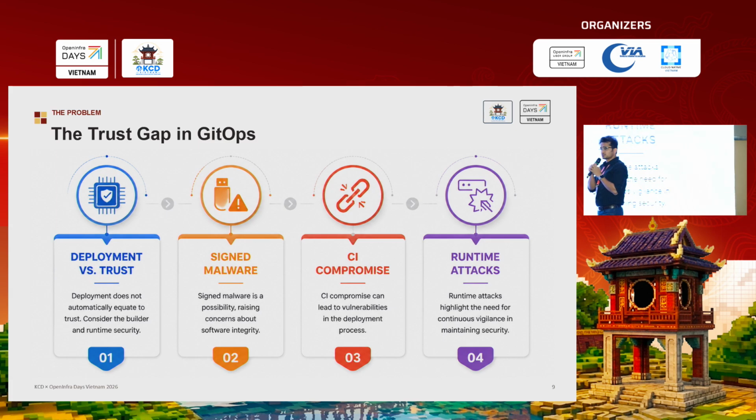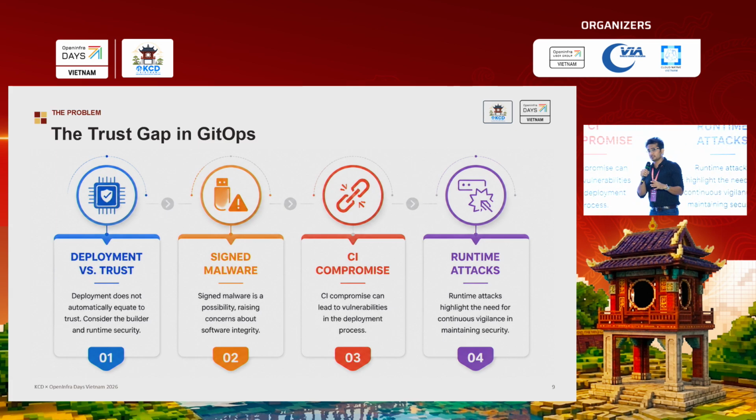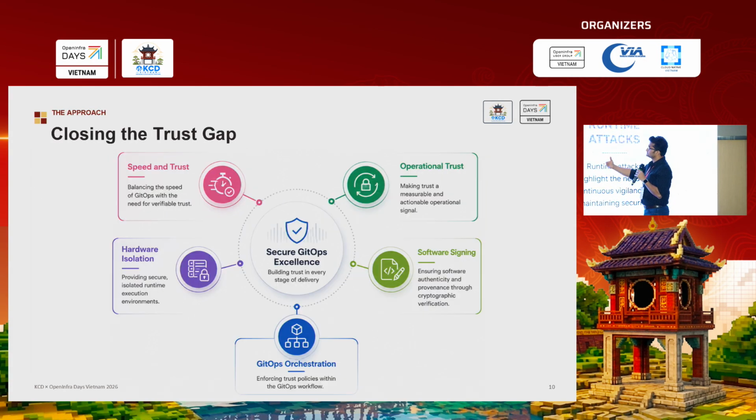Running a deployment autonomously doesn't mean that it's running securely. Also, there are issues with signed malware. You trust that you signed your code, so there will be no problem. But malware can also come as a signed image and be deployed to the Kubernetes cluster. Other than that, runtime attacks and CI compromise also exist.